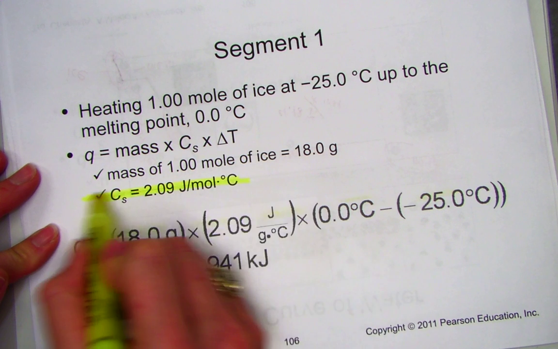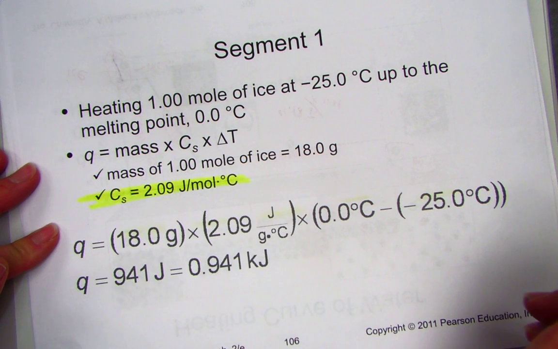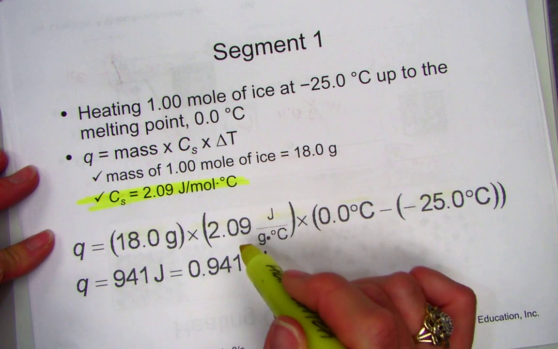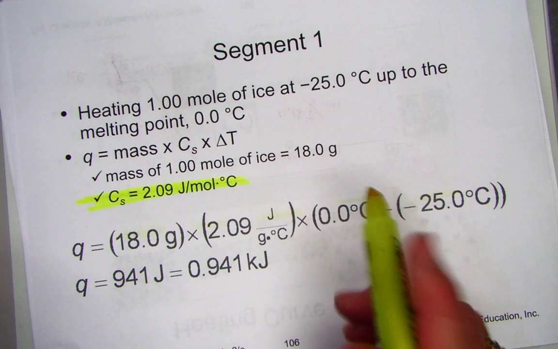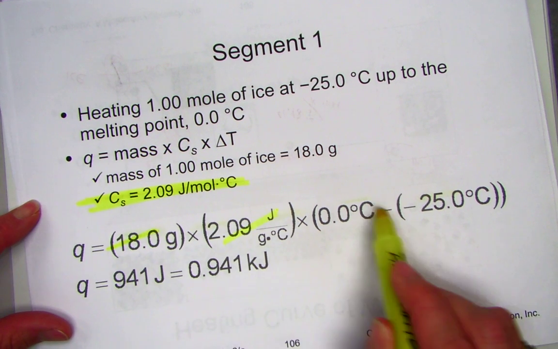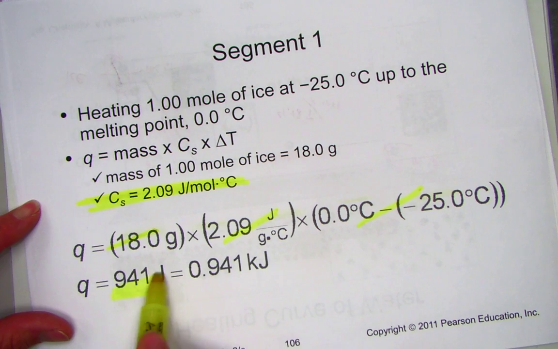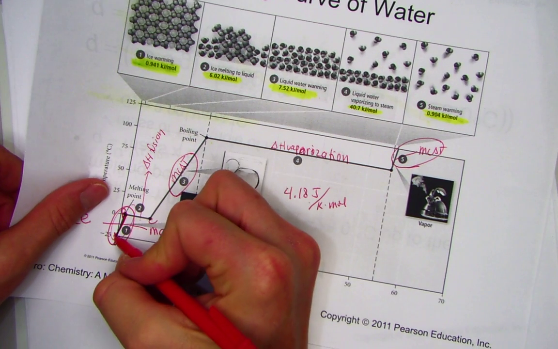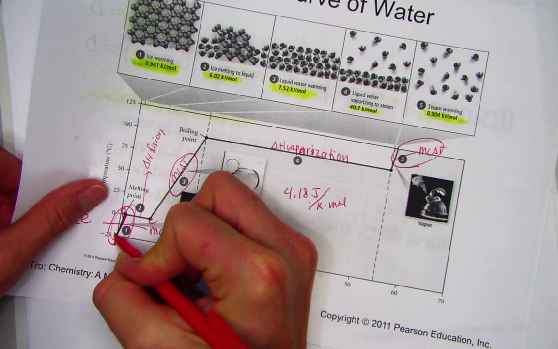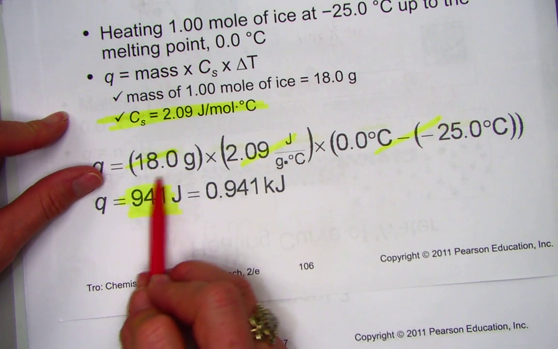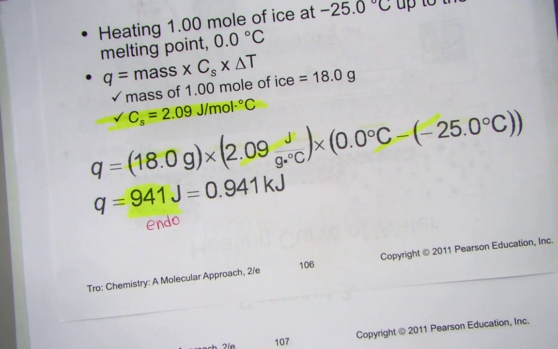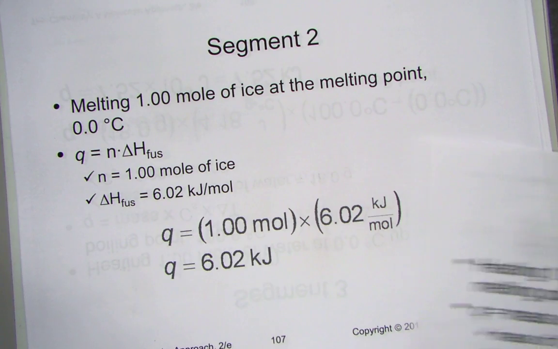The specific heat of ice is different than that of liquid water. Liquid water was 4.18. This is 2.09. Each phase has a unique value. MC delta T gives us joules of energy. If we had 1 mole to move from point A to point B, 1 mole of solid ice warming up would take 941 joules of heat. Notice it's an endothermic process. It takes energy to warm something up.